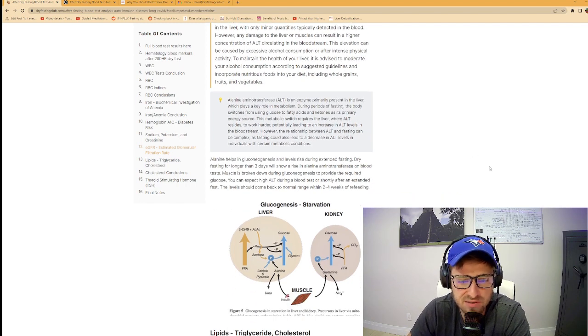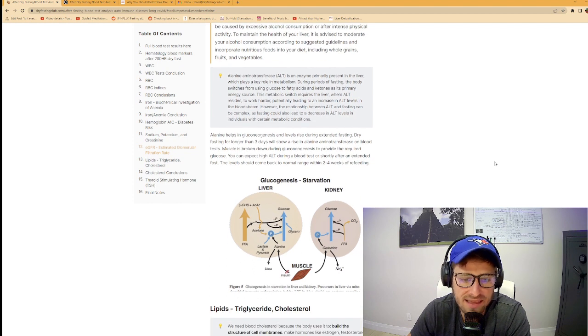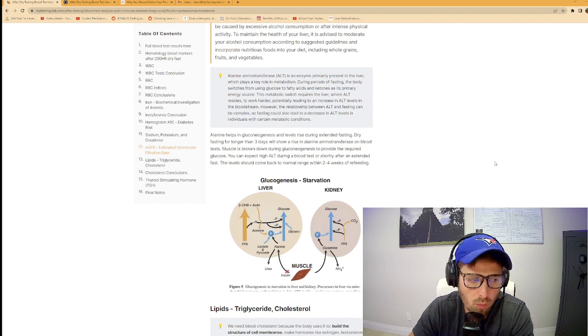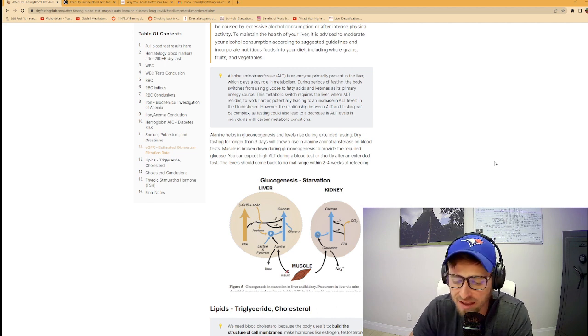So it plays a big role in gluconeogenesis, creating glucose from your muscle. In the liver, it uses alanine as an enzyme to help in that glucose creation. In the kidneys, they also help you create glucose, but they use glutamine. Anyways, this is why ALT shows you liver function and not kidney function, and why your ALT levels are going to be really high during a fast and shortly after it.